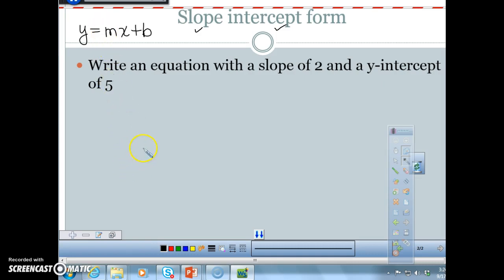So we're going to substitute our values. So y equals, what's m? 2. And what's our b? This is where it crosses the y-axis. We call that the y-intercept. And that's it.